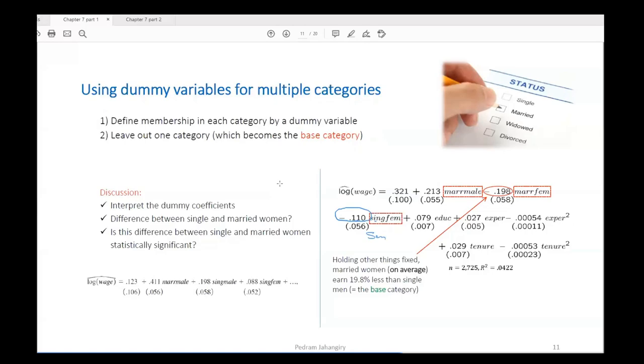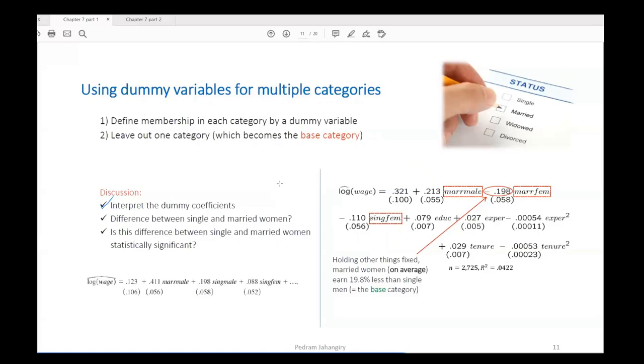So again, I wrote one of them here for you, but you can think of the other ones as well. So holding other things fixed, married female, MF, on average earns this number, 19.8% less than my base group, which is single male. Okay, so this is how we interpret the dummy coefficients.